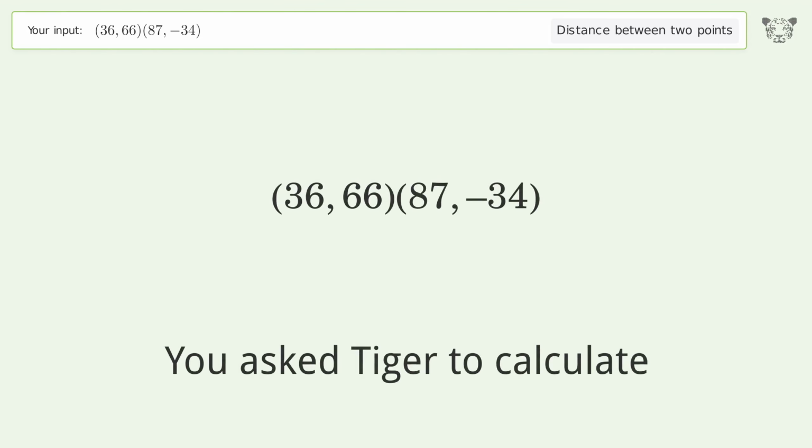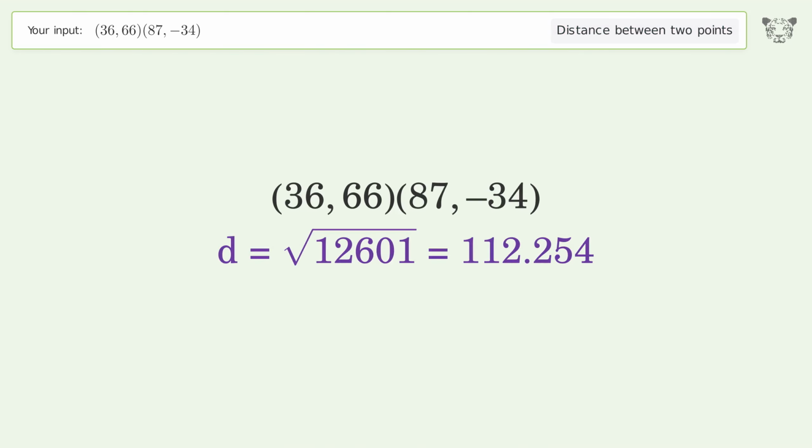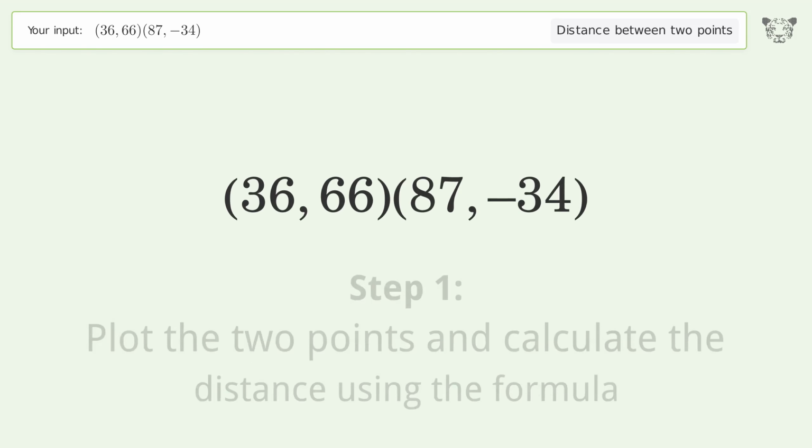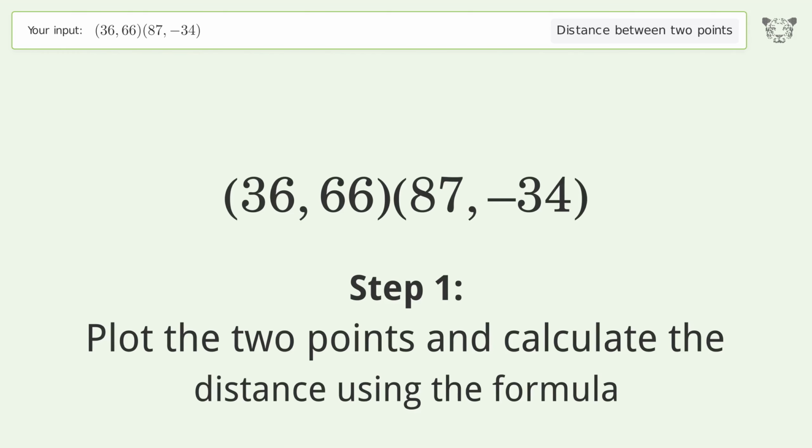You ask Tiger to calculate. This deals with the distance between 2 points. The distance between the 2 points is the square root of 12,601, or 112.254. Let's solve it step by step. Plot the 2 points and calculate the distance using the formula.